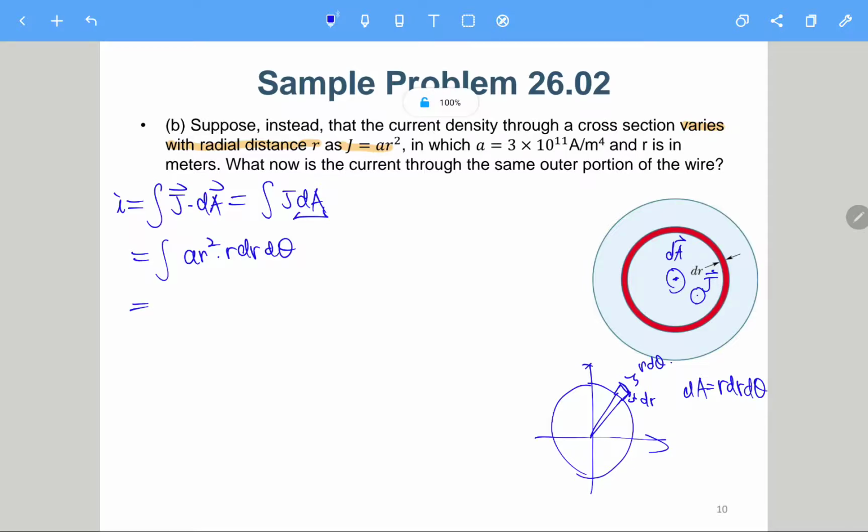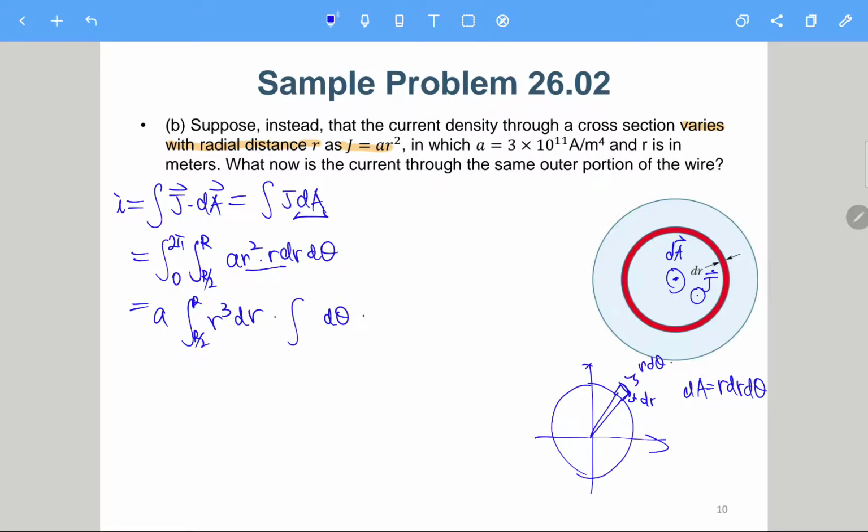So in this case, we should integrate this one. It is actually a double integral. For dr, we integrate from R over 2 to R, and theta should be the whole circle, which means from 0 to 2 pi. So a can be factored out, and then we have r cubed dr from R over 2 to R, and then d theta, because this whole term is independent of theta. It is like from 0 to 2 pi.